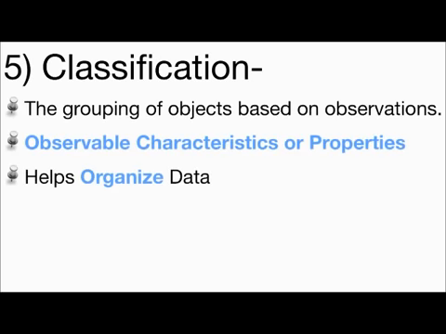Once we gather our information, we need to organize it. That's where we make what's called a classification system. We classify things based upon observable characteristics or properties.